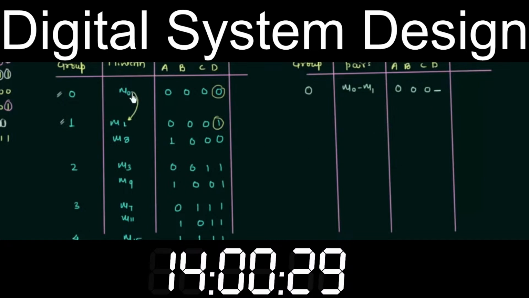Now we will compare M0 with M8 because we have to compare each and every minterm of the nth group with the minterm of the n plus 1th group. When we compare M0 with M8 we can see B, C, D are 0 but A is 0 and 1. So this is again a matched pair. So M0 M8 is our matched pair, and we have underscore 0 0 0.